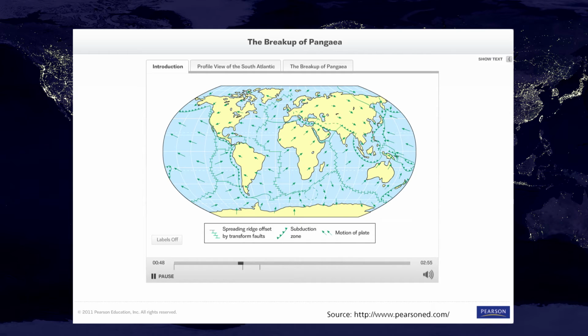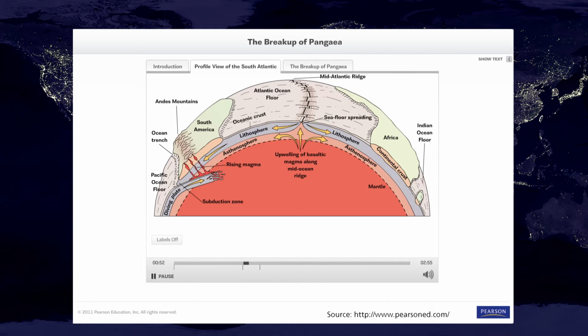In the profile, you can see the subduction zone along the west coast of South America, the spreading center of the Mid-Atlantic Ridge, and the Indian Ocean floor to the east of Africa.